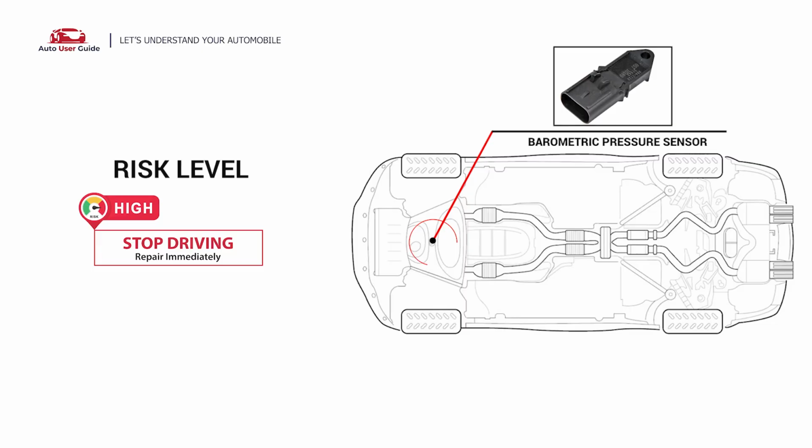This error code indicates your vehicle's engine computer, powertrain control module, or engine control module is receiving inconsistent or fluctuating voltage signals from the sensor that measures outside atmospheric air pressure. Under this circumstance, stop driving and repair your vehicle immediately.